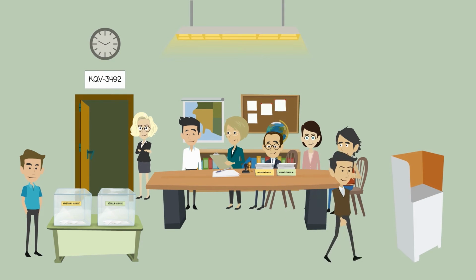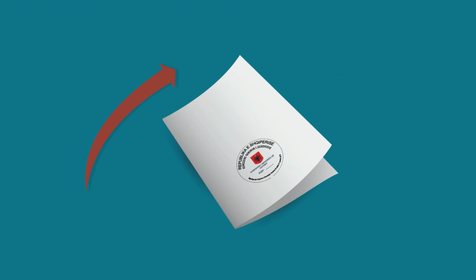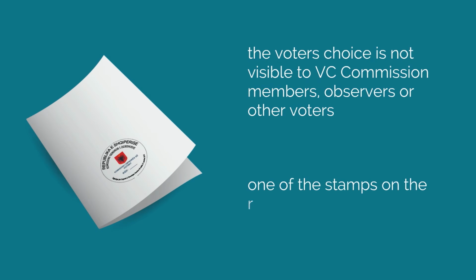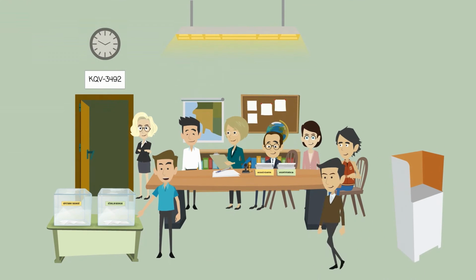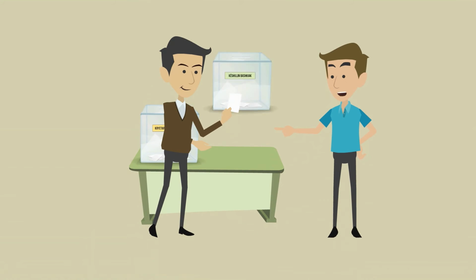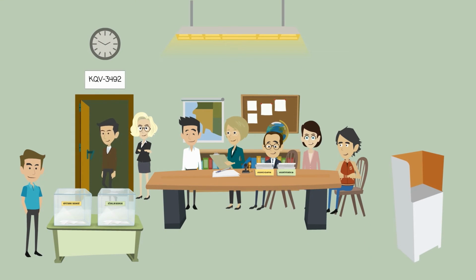The voter immediately proceeds alone to the voting booth and marks next to the name of the electoral subject of his or her choice. The voter should fold the ballots after making his choice in such a way that the voter's choice is not visible to VC Commission members, observers, or other voters, but at the same time, one of the 2 stamps on the reverse side remains visible. After coming out of the voting booth, the voter should be led to cast each ballot in the correct box for the mayor and for the municipal council. The voter must then immediately leave the voting center.